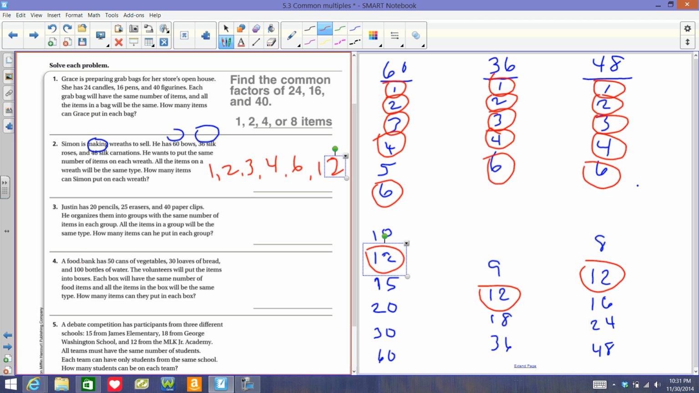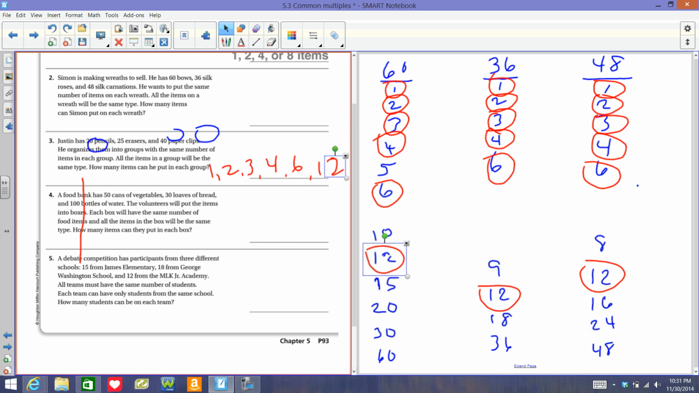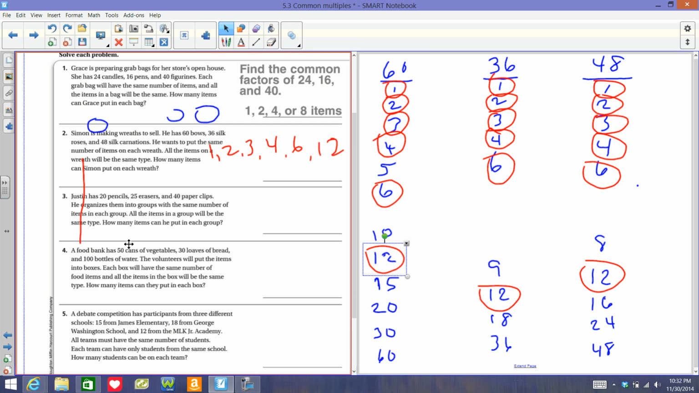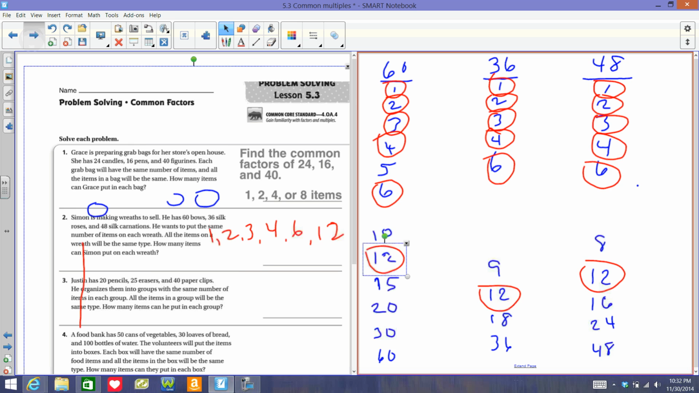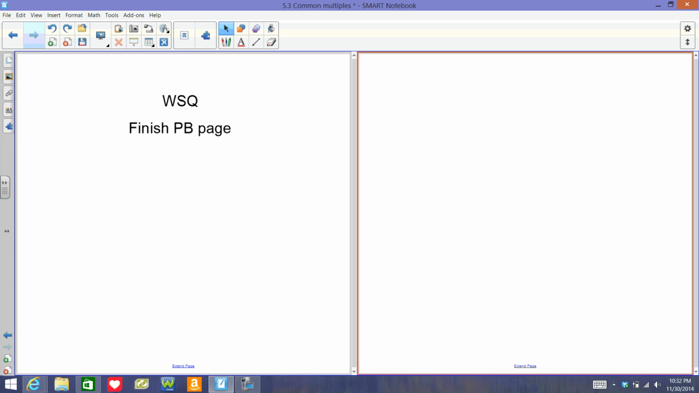All right, so let's see here. How many do we have left? Okay, that leaves you with 3 problems to do on your own, which I'm sure you can handle. Your WSQ is obviously to finish the practice book page, and we will see you in the morning.